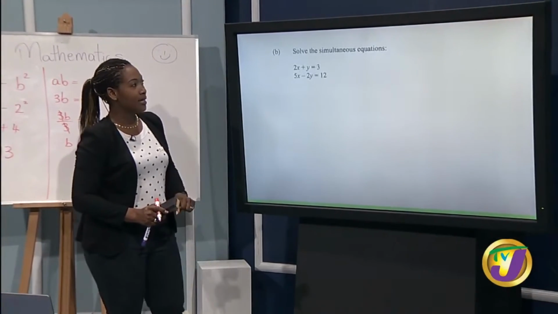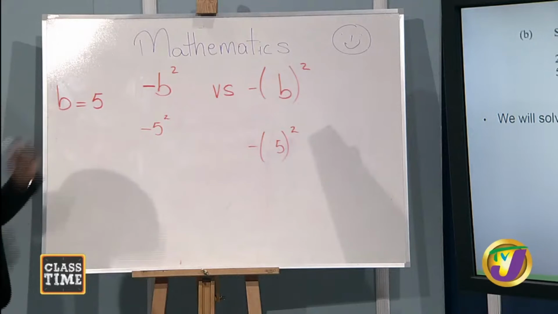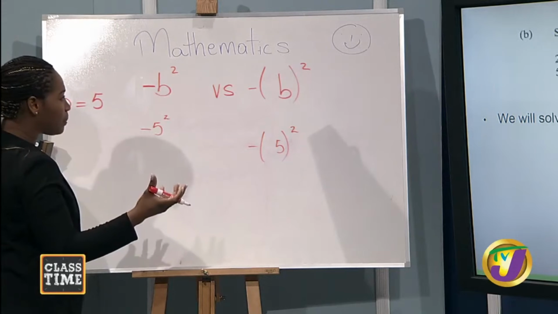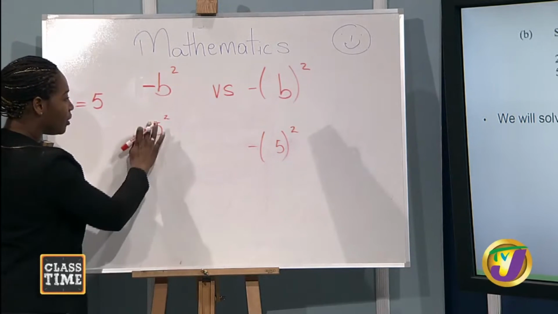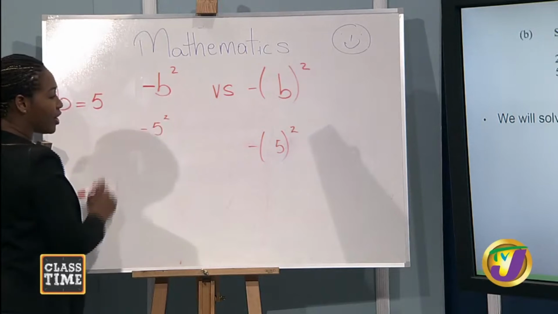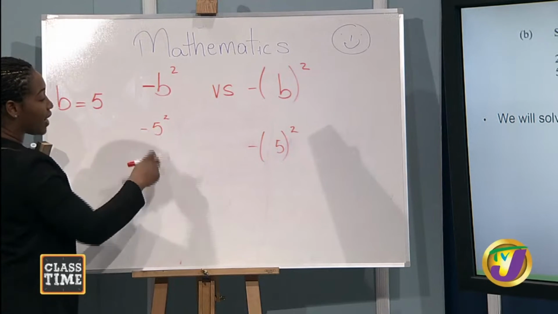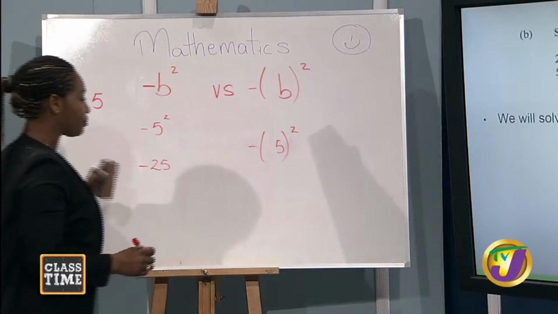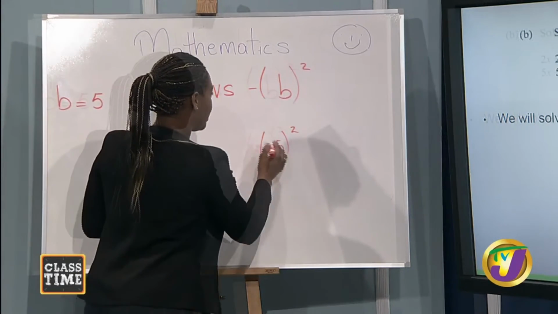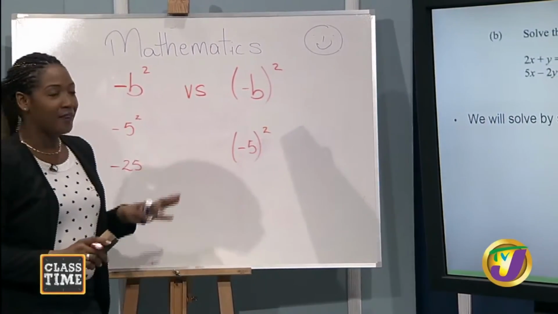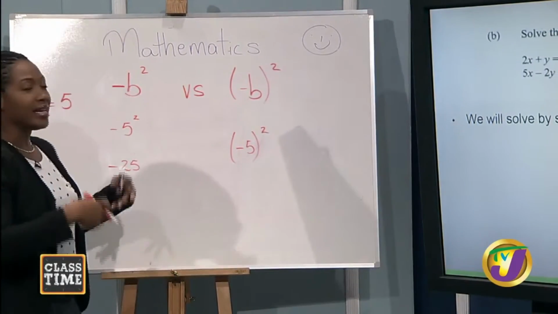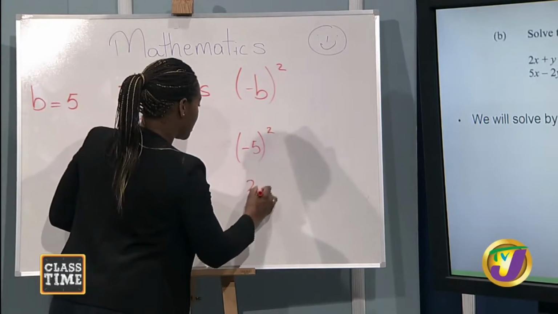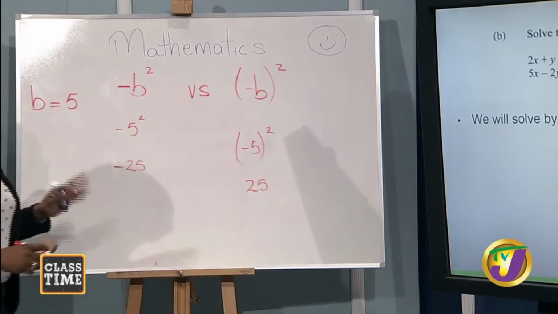Let us move on to the next question. Negative 5 squared is 5. Negative 5 multiplied by negative 5, or is it 5 squared and then you put the negative? So it is 5 times 5 gives us 25, and it is negative 25 here. Then you have, so we have negative 5 all squared. So now negative 5 multiplied by negative 5 will give us a positive 25. So there is a difference.